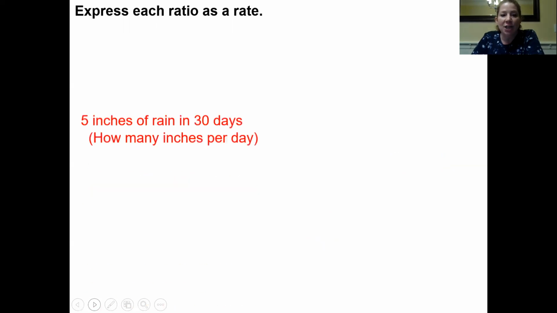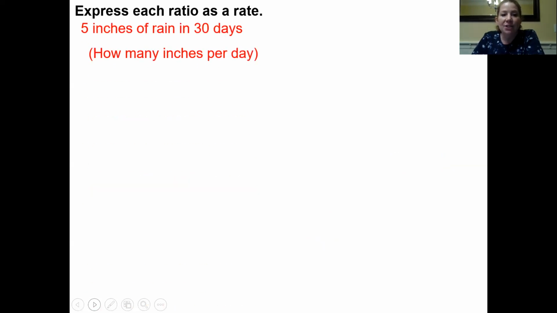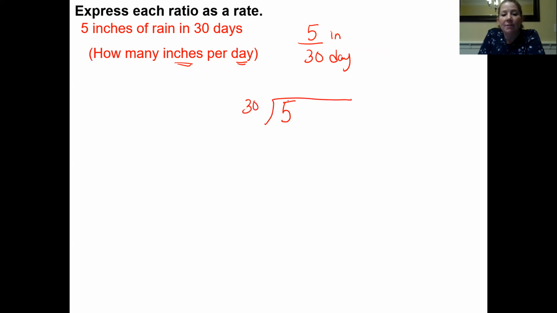Express each ratio as a rate. If there's 5 inches of rain in 30 days, how many inches of rain per day? So the inches per days. So even though we want to divide 30 by 5 and get 6, you have to follow the order of the words. Inches per day. So we're going to divide 5 by 30.